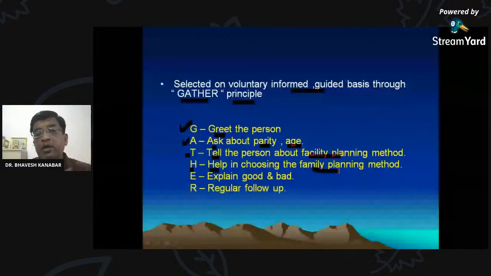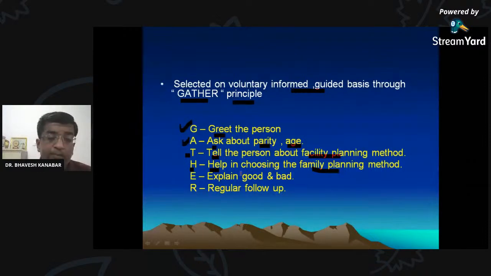A just married couple will need a different method than a couple who has one child, or a couple who has just had a delivery. So according to the different periods, we can opt for different methods, and we have to explain the side effects as well as advantages of different family planning methods. E is explain what is good and what is bad, and R is regular follow-up. So greet, ask, tell, help, explain, and regular follow-up, that is the GATHER approach.